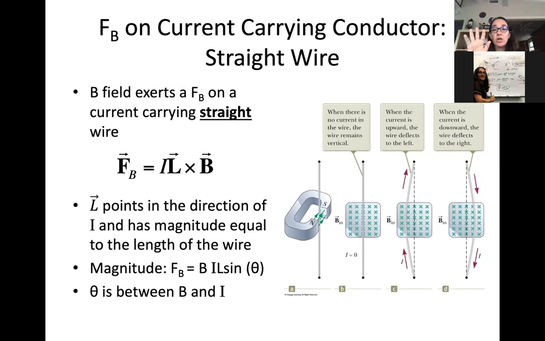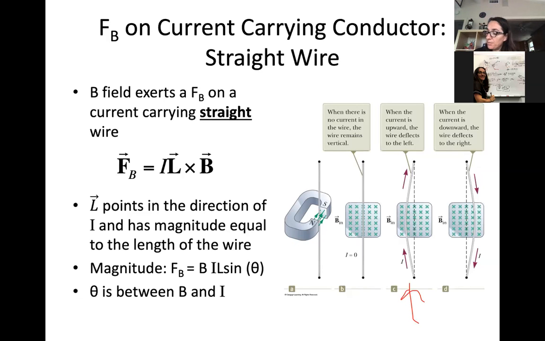So our fingers go with the current, which in this picture here is moving upwards. I don't know which way my palm is going to face yet, but I see that the B field has X's, so I'm looking at the back of the arrow. So my B field has to point in towards the board, and that gives a force to the left. And so the wire physically arcs to the left.